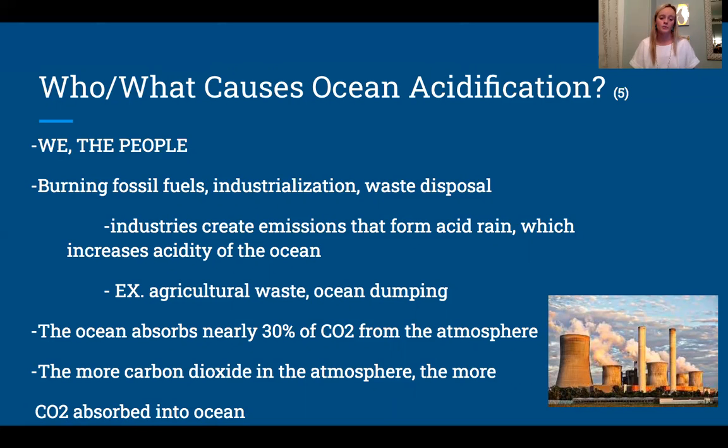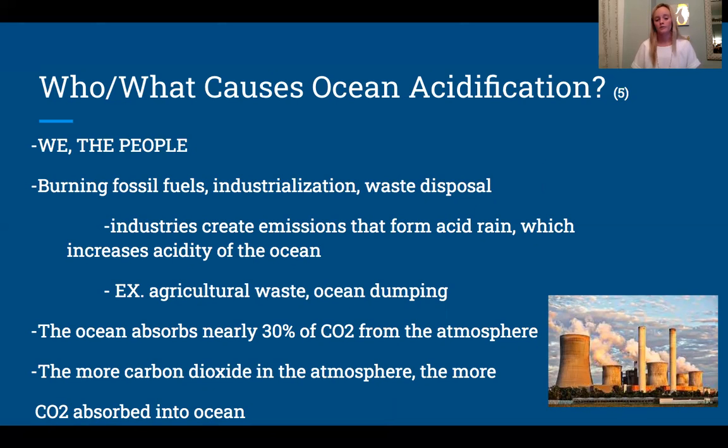The burning of fossil fuels, industrialization, and waste disposal are three huge impacts on the acidity of the ocean. When major industries create emissions, they can form acid rain, and when this acid rain is mixed into the ocean, that's what increases the acidity. That's just one example of how industrialization affects the ocean. Once again, the more fossil fuels we burn, the more carbon dioxide in the air, so it has to go somewhere, and it is unfortunately released into the ocean.